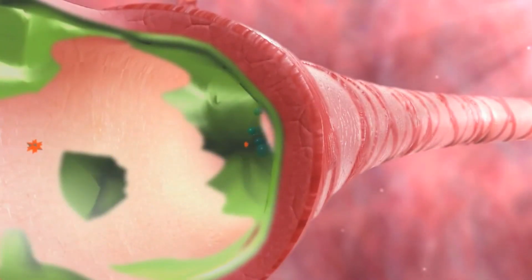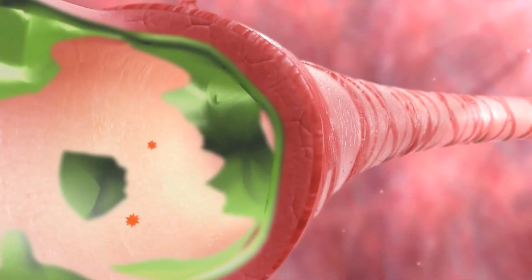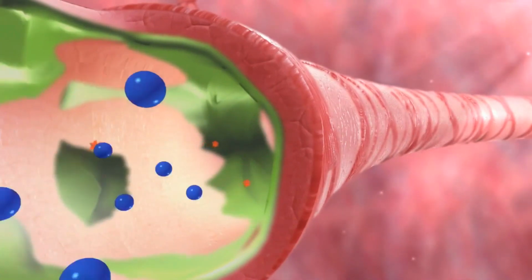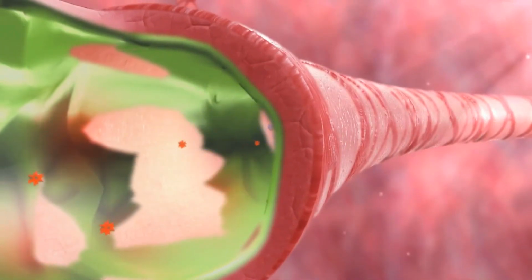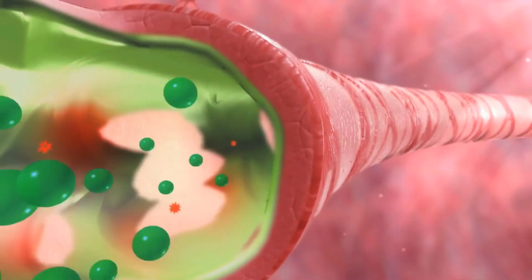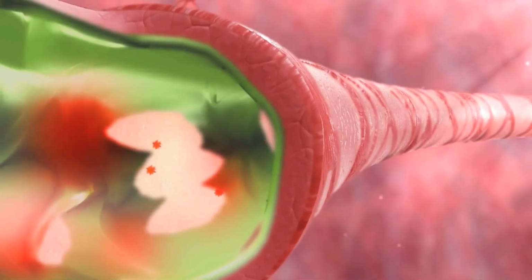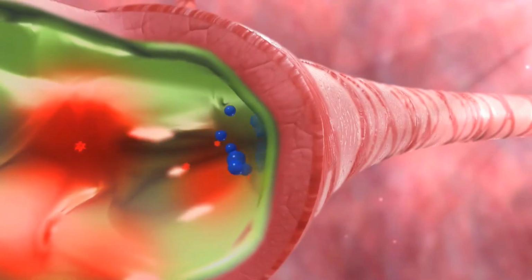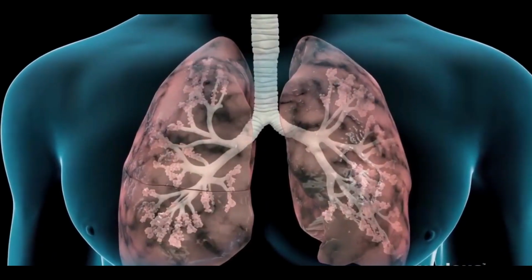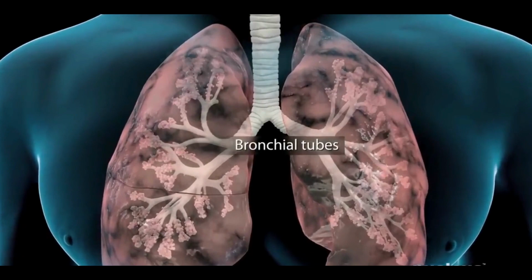Airway obstruction. The inflammation results in the thickening and narrowing of the airway walls due to increased mucus production, fibrosis, and loss of elasticity. This obstructs airflow, making it difficult for air to move in and out of the lungs, especially during exhalation.